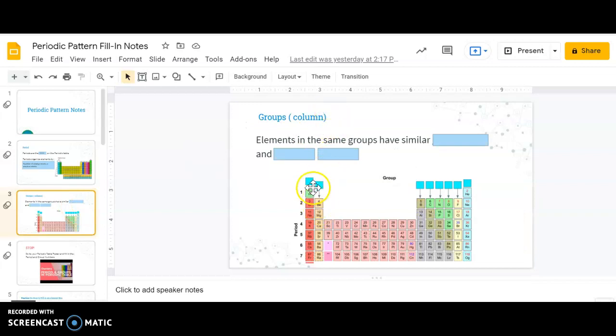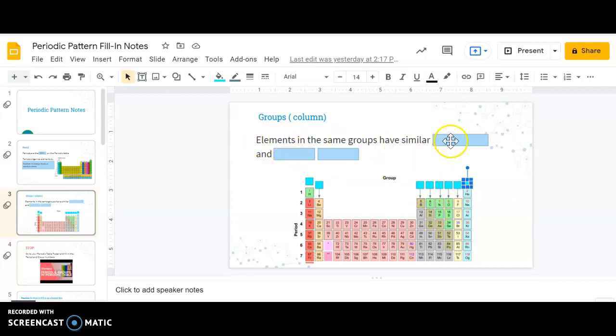Then we have groups. Groups are the columns. So here you'll type in the boxes, group 1, group 2, 3, 4, 5, 6, 7, and 8. And on your periodic table, it might say like 13 through 18. For the sake of electrons and where they're at, we're going to do 1 through 8 up there. That helps us identify something special.